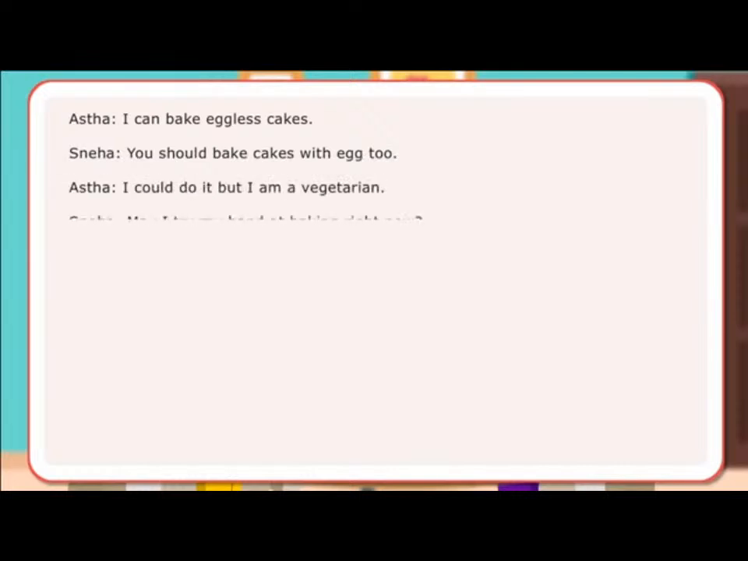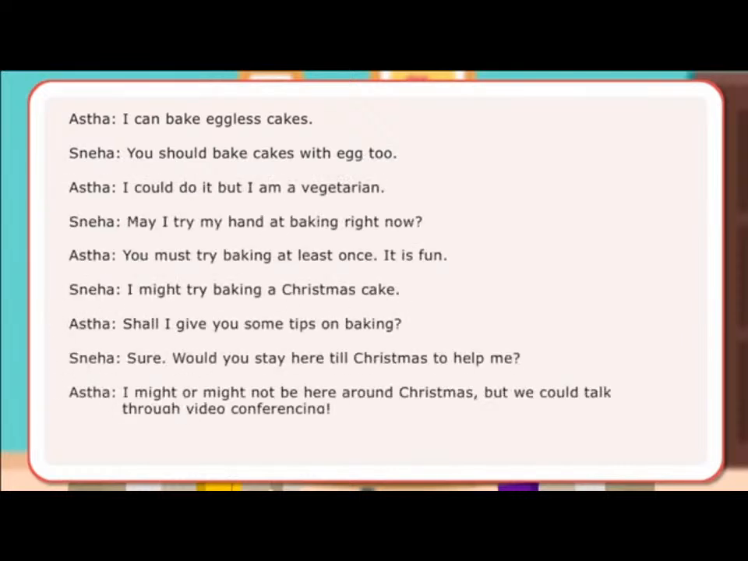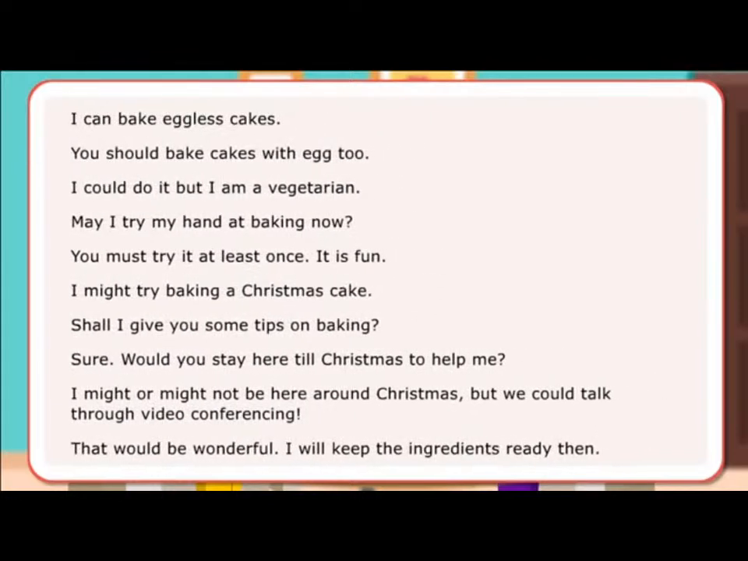In the dialogues between two friends, different forms of modals or auxiliary verbs have been used. Here are some examples of sentences using modal verbs.